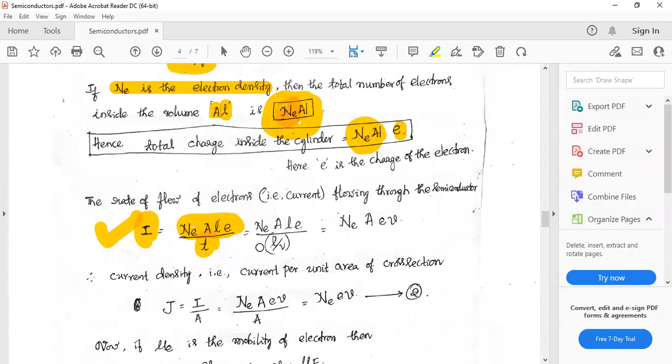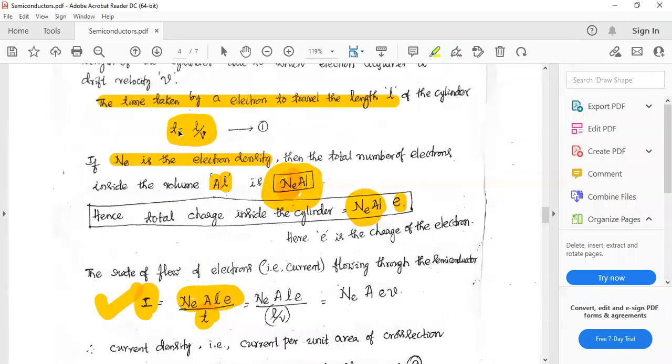Therefore, now I know what is time T, right? Time T is the time taken by the electron to cross the distance L, cross the length of the semiconducting material, and therefore T is given as L divided by V. Now you can cancel L and L. I have L in the numerator as well as in the denominator. Therefore, the expression of current will be this: NeA into eV, right? Where V is the velocity, e is the charge of the electron, A is the area of cross section, Ne is the density of charges inside the unit volume.